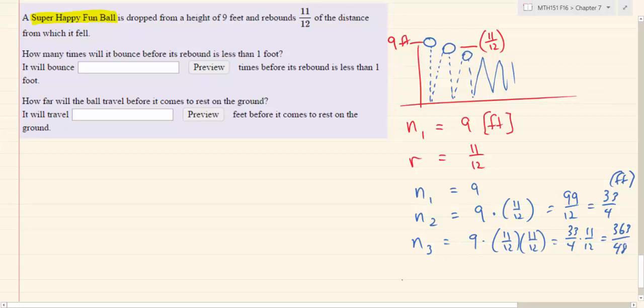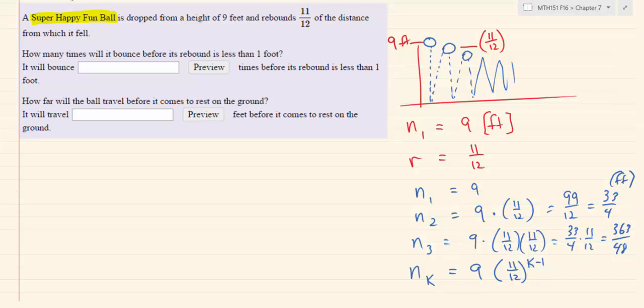So in general, the formula we're going to have is n sub k equals the initial value times our common ratio, 11/12, to the k minus 1 power. And that will tell us the height that the ball rebounds after how many bounces. Now in part 1, the question asks, how many times will it bounce, that is k, before the rebound is less than 1 foot?